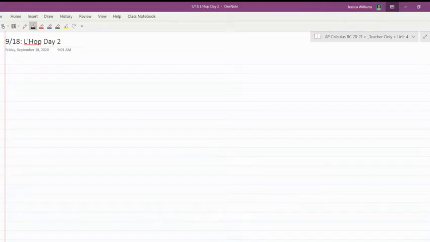Hi, Sugar Plums. We're going to just pick right up where we left off yesterday with L'Hopital. The stuff for today is how we're going to tackle all of these exponential indeterminate forms.